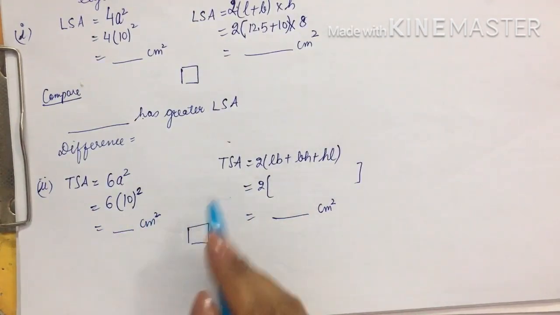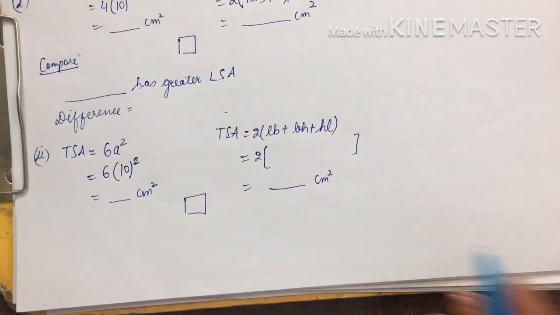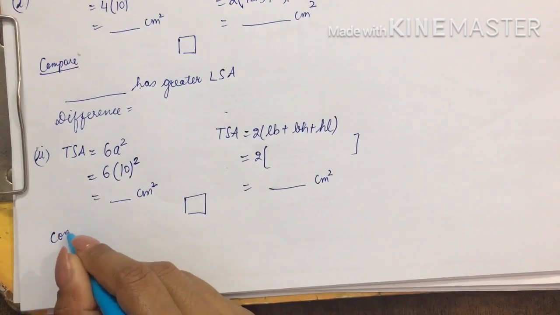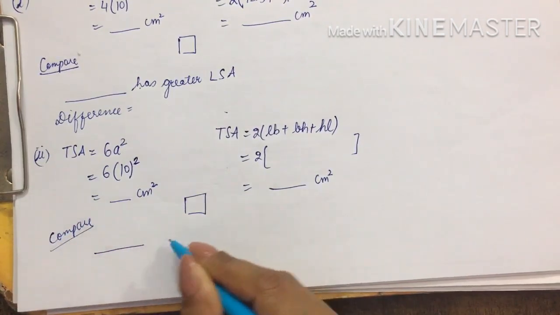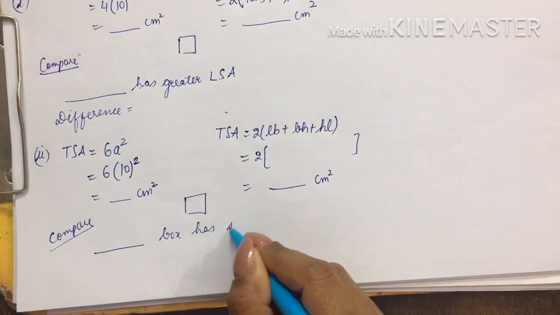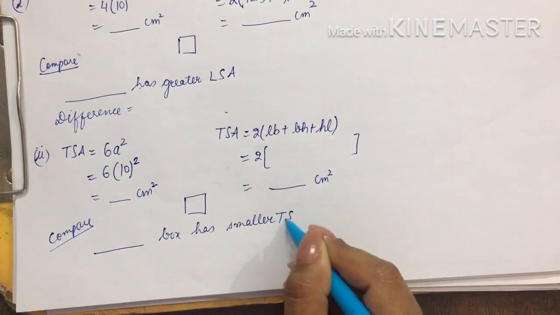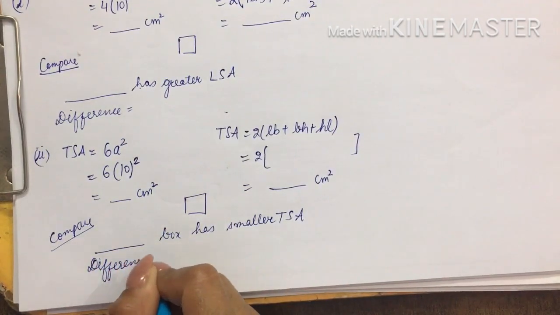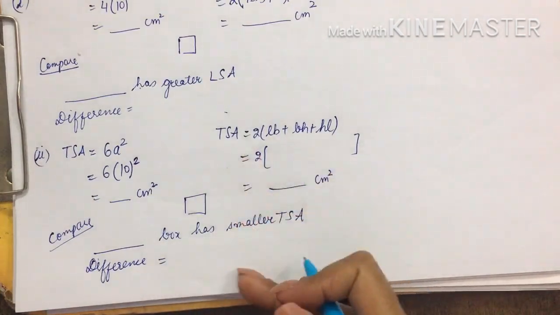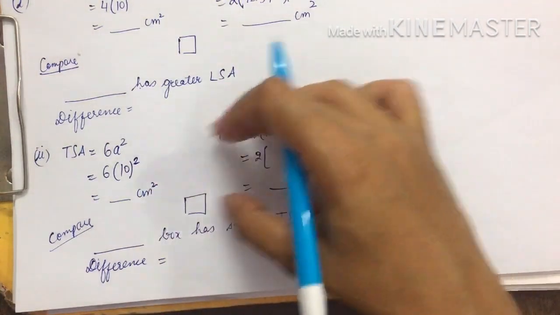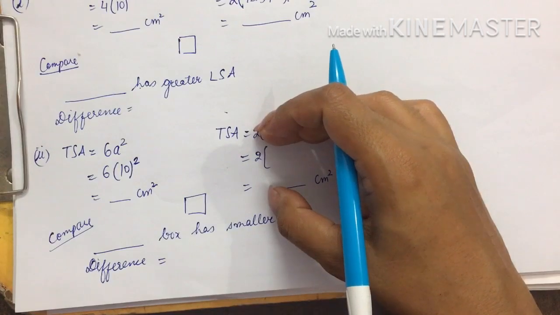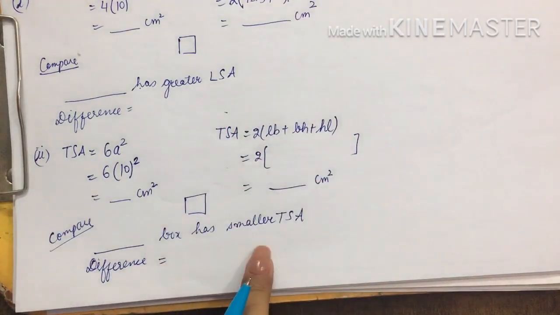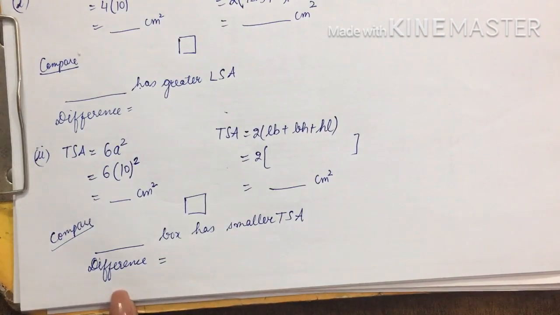After you have the total surface area for both the boxes, you compare the two. After comparing, you need to give the answer which box has smaller total surface area. And then finally by how much. For that, you need to find out the difference. So these will be the 3 steps for the second part. Find the total surface area for both the boxes, compare to find out which has the smaller total surface area, and then find out the difference. Now let's take a look at question number 6.